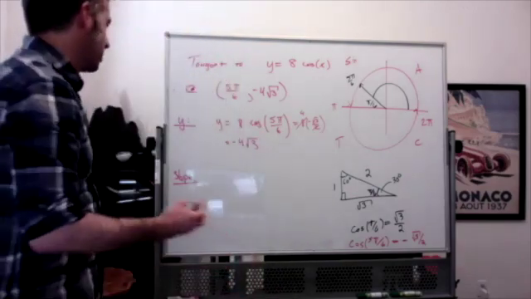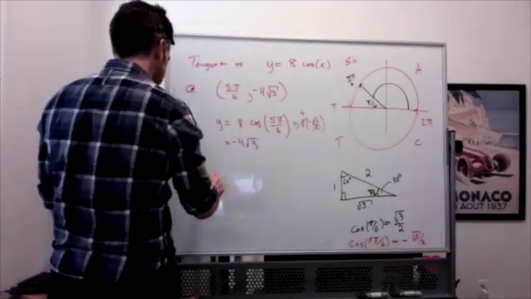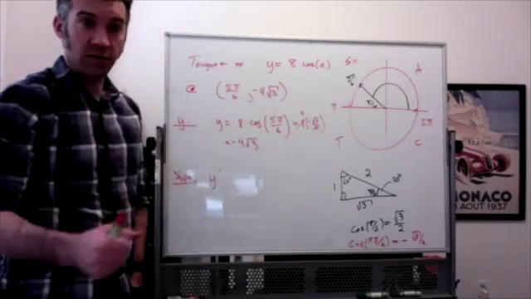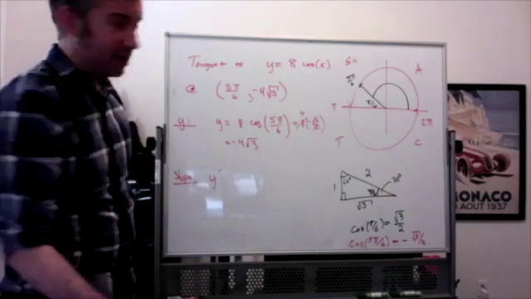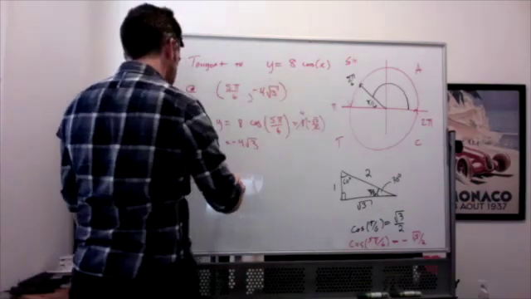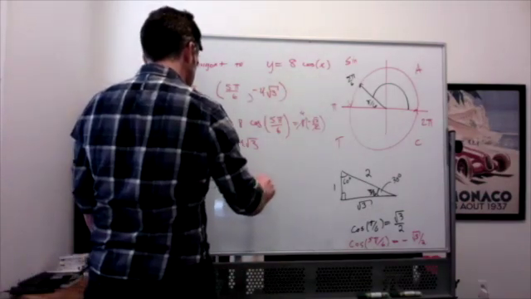So to find the slope, we'll take the derivative. Just a reminder, the derivative of sine is cosine. The derivative of cosine is negative sine. So the derivative of 8 cosine of x is going to be negative 8 times sine of x.